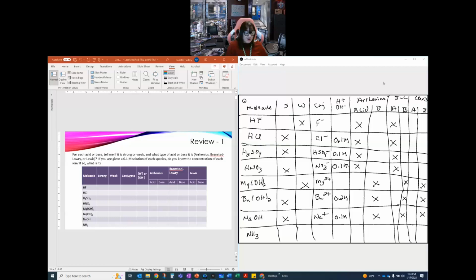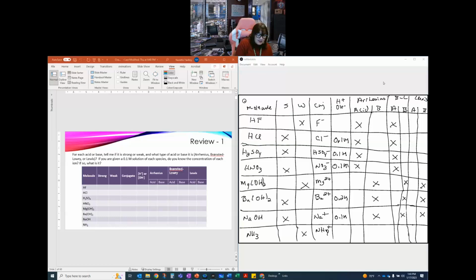NH3. NH3 is not in the list. That makes it a weak base. Do I know what its conjugate is? Yes. When it picks up a proton, it becomes NH4 positive. Okay? Do I know what its concentration is? No, I don't, because it's weak.